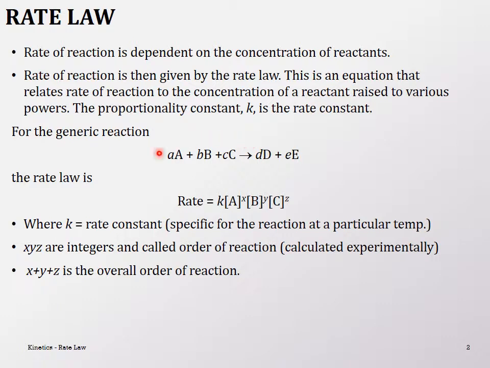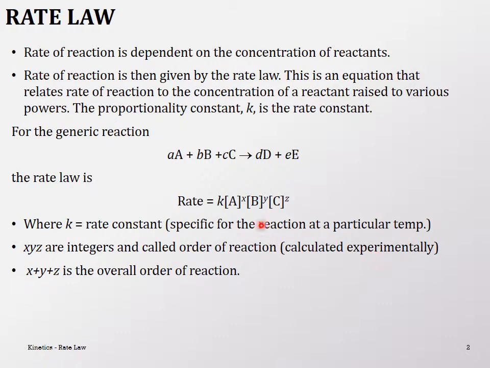So for example, if you have a reaction like this, which is aA + bB + cC giving you D and E, then the rate law can be expressed as rate is equal to k, which is a constant, times [A]^x [B]^y [C]^z. A, B, C are the concentrations of the starting material, and x, y, z are the powers that these concentrations are raised to. Now, if you notice the small a, b, and c, which are the coefficients of the reaction, they are not in this rate law at all. And that's because they don't matter. What does matter is the x, y, z, and these things are calculated experimentally.